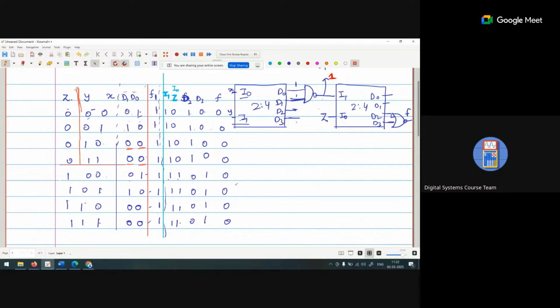Like for example, what is the truth table? If it is Y, X, D3, D2, D1, and D0. So if it is 0, 0, D0 is 1. If it is 0, 1, D1 is 1. If it is 1, 0, D2 is 1. And if it is 1, 1, D3 is 1. And the remaining are 0. Okay. So the D1 and D0 is this one. So for 1, 1 we are getting D3 as output.